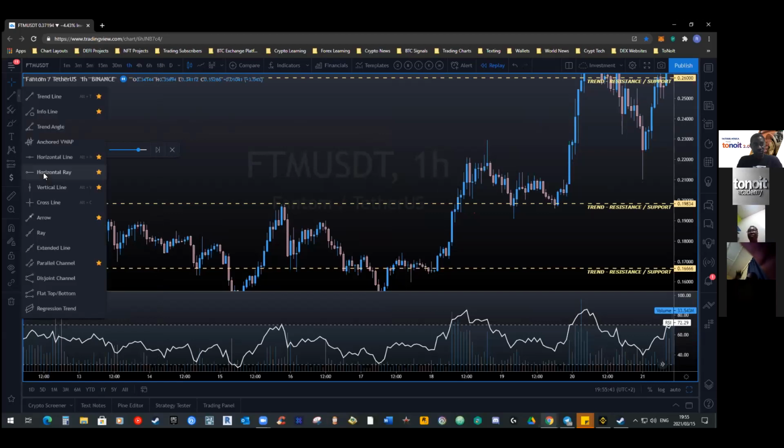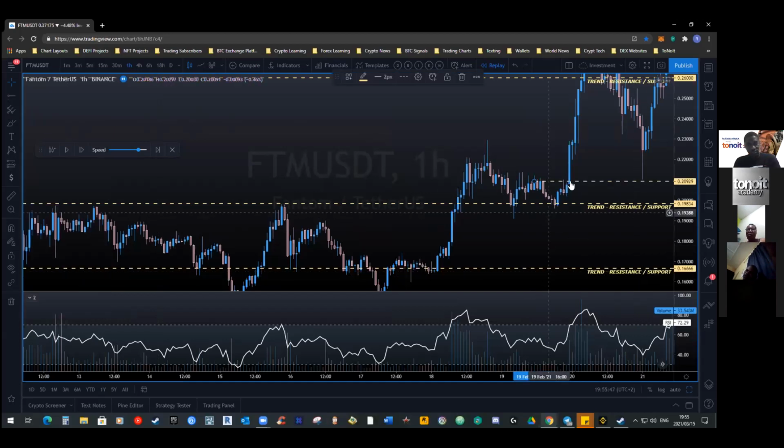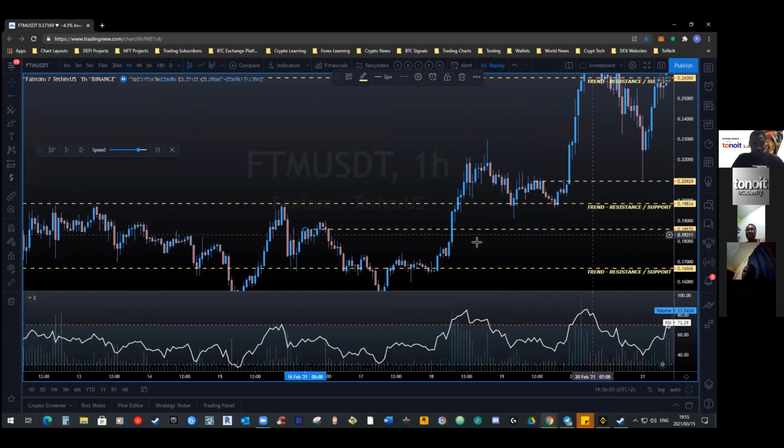Then I use the horizontal ray, and that would be resistance. And look there, boop, it came back. Once it broke it, it came back to test it. Simple as that. There are flat tops. Click on it. Once it broke, it tried to test it, didn't get there.